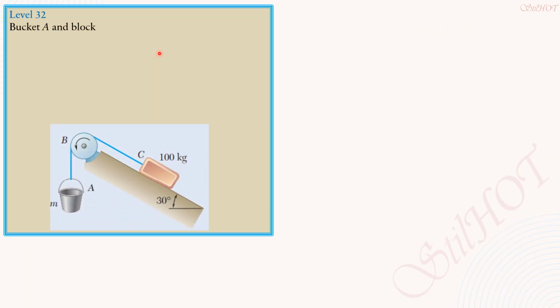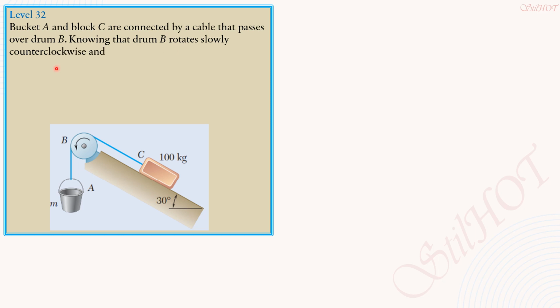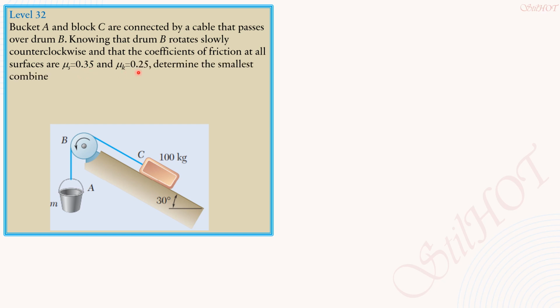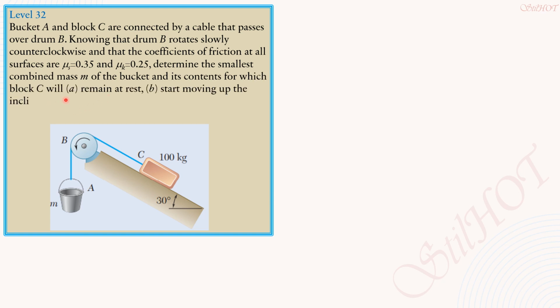Problem 8.32. Bucket A and block C are connected by a cable that passes over drum B. Knowing that drum B rotates slowly counterclockwise and that the coefficients of friction at all surfaces are mu sub s 0.35 and mu sub k 0.25, determine the smallest combined mass m of the bucket and its contents, for which block C will remain at rest, B start moving up the incline, and C continue moving up the incline at a constant speed. So let's analyze it well. It's a bit challenging problem.